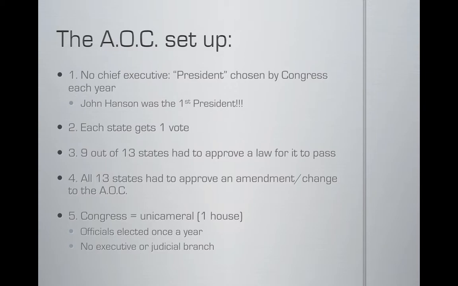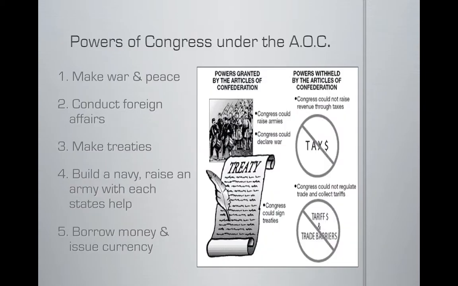Congress is unicameral. Uni obviously means one. Cameral is house. So there's one branch of Congress, not 2 that we have today. Officials are elected every year. And the maximum you can hold that position as a congressman is 3 years. So we have congressmen who've been in there for 20, 30, 40 years. That wouldn't have happened in the Congress of the Articles of Confederation. There's no real executive or judicial branch. Judicial means judges. We don't have a Supreme Court.